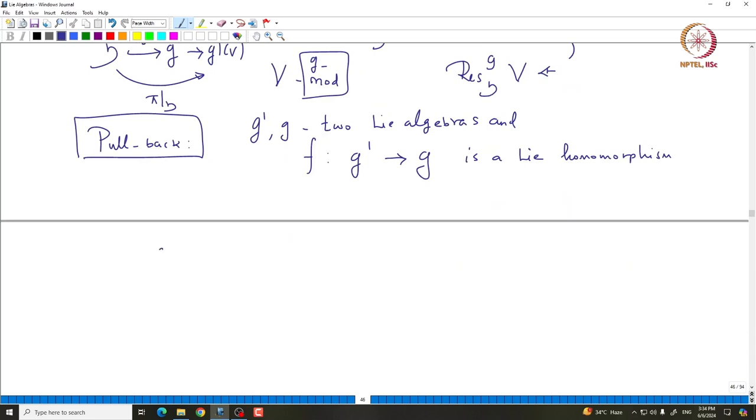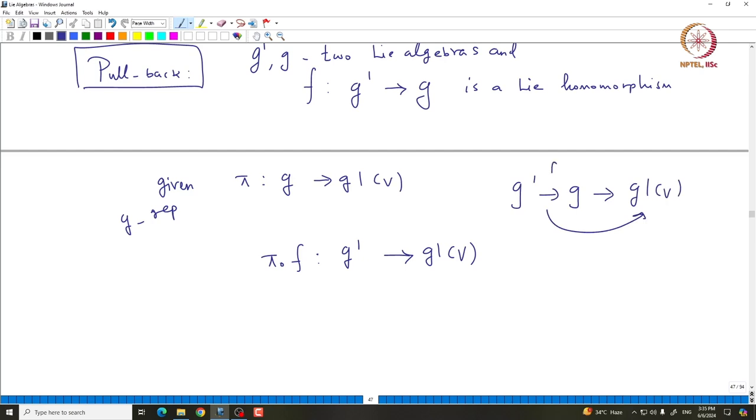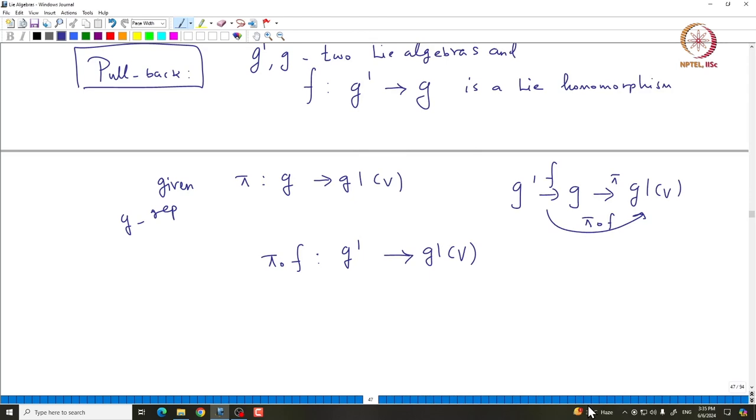Then given any representation pi of G, a map from G to GL of V, we will be able to consider a G dash action on V by pulling back pi via F. We can take the composition pi composed with F, which is a map from G dash to GL of V. You have a map from G dash to G, and G to GL of V. You compose, and you get this map. The composition of two Lie algebra homomorphisms is a Lie algebra homomorphism. So, this is a Lie algebra homomorphism.